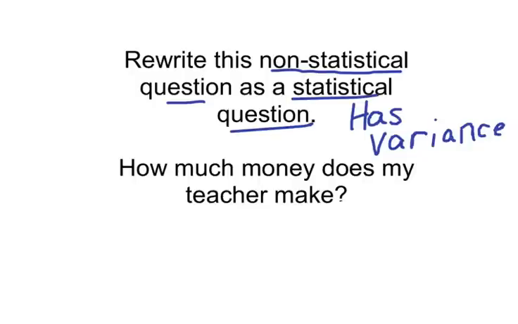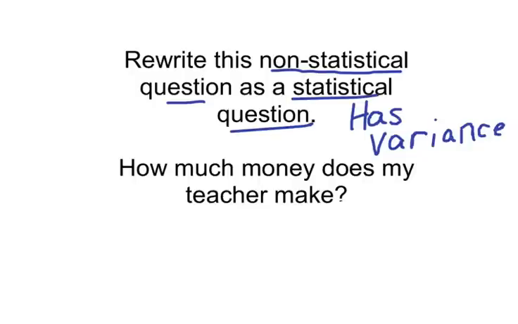So how much money does my teacher make? Well, that's just going to be one number. Okay, so if you're like, hey, Mr. Gunner, how much you make? And I tell you, that's just going to be the amount. There's not a lot of variance to it. So to make it a statistical question, you would have to ask multiple teachers. Just say, how much does each, or well, that won't even work either because it's all going to be the same answer. So it just has to have variance.